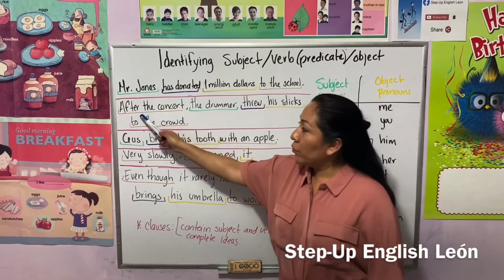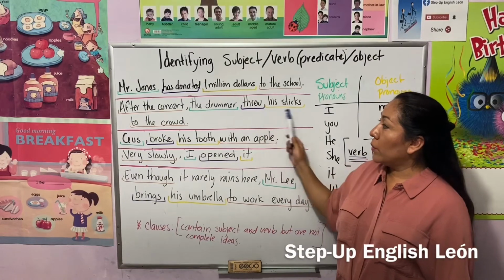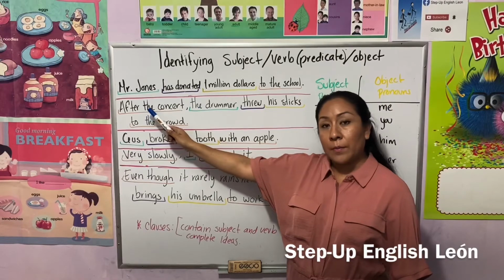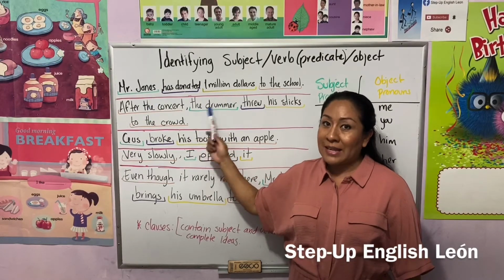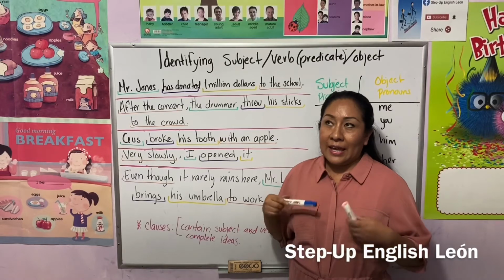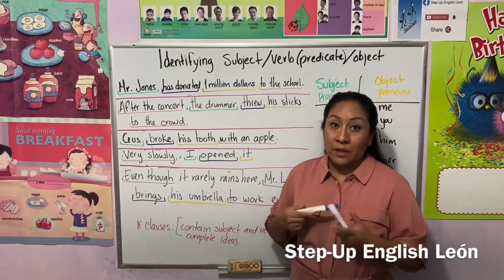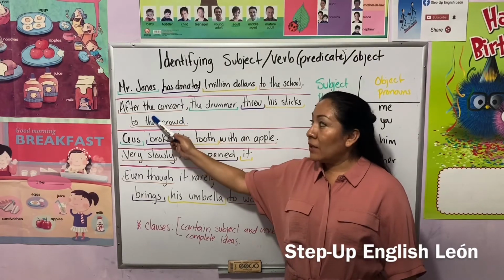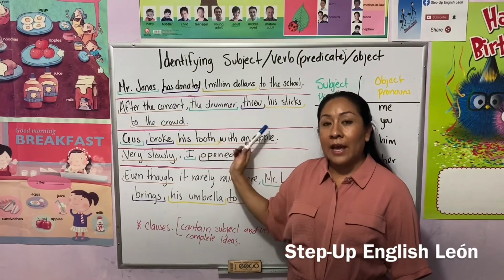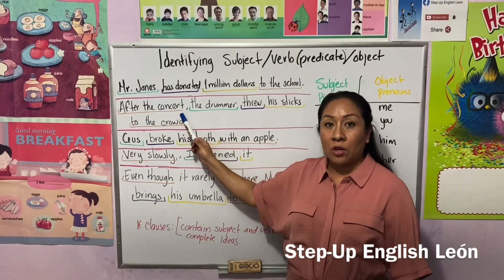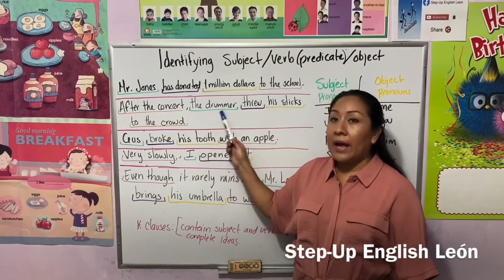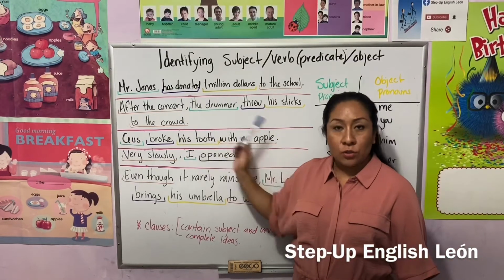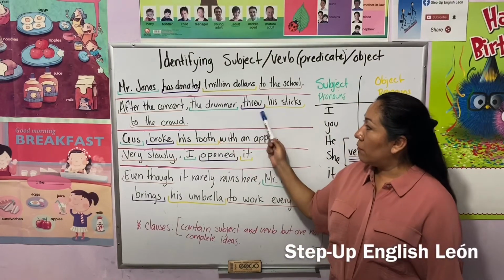Okay, after the concert, the drummer threw his sticks to the crowd. So don't get confused thinking that the subject is always at the beginning of the sentence. It's not always the case, because here, if you see, we have a prepositional phrase that tells us when the action happened. When did it happen? After the concert. Okay, now we have who? The drummer threw his sticks to the crowd. So we have our subject, our verb, and our object.